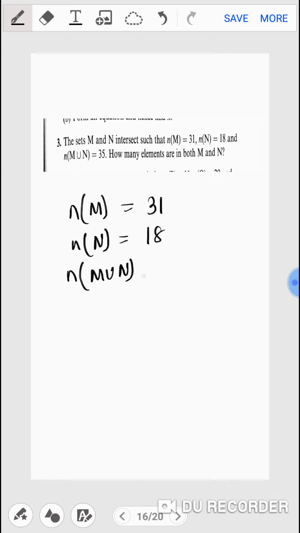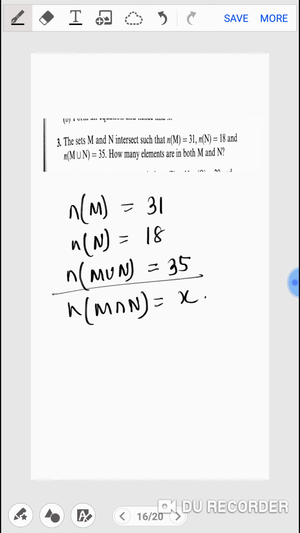I'll jump on to problem number 3. There are 2 sets. Number of elements in M is 31. Number of elements in N is 18. Number of elements in M union N is 35. How many elements are both M and N? So you have to find the number of elements in M intersection N.